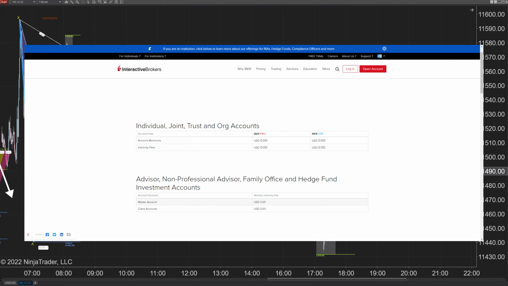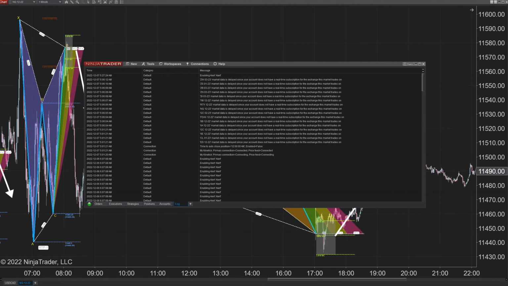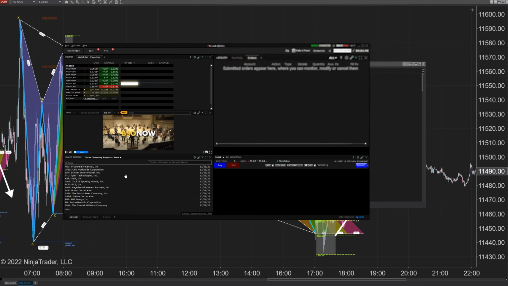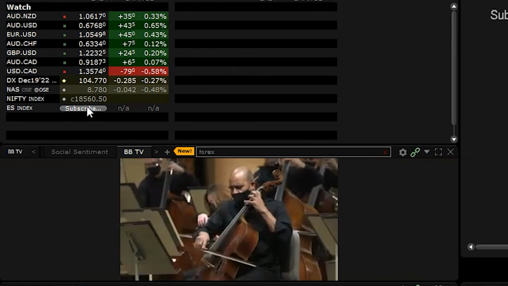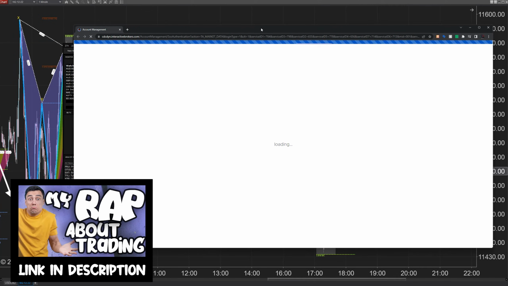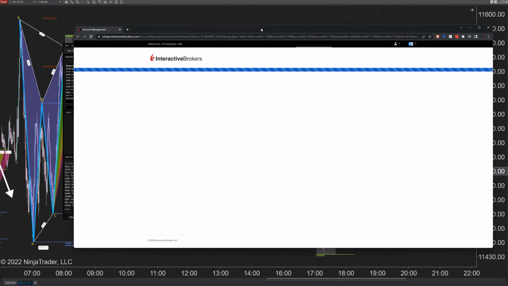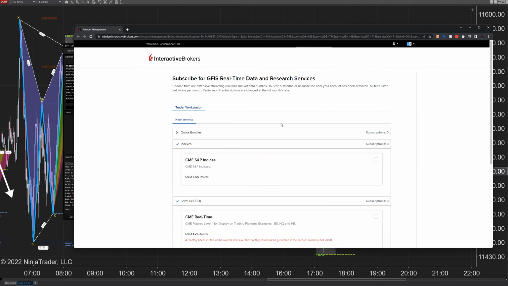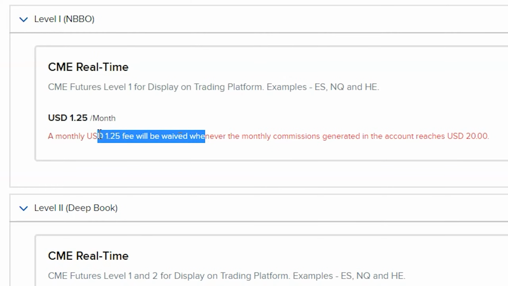So step number 2 is to actually subscribe to the futures data. Now, here's your option. You cannot place any trades with Interactive Brokers, and it's going to cost you $1.25 a month for your futures data. But wait, you're like, I thought it was free. And you're right. If you hit $20 in commissions, they waive your data fees. Now, for a lot of you, $20 in commissions is not going to be a lot of money. So for most of you, let's just say 80%, 90%, do I dare say, it's free at this point.